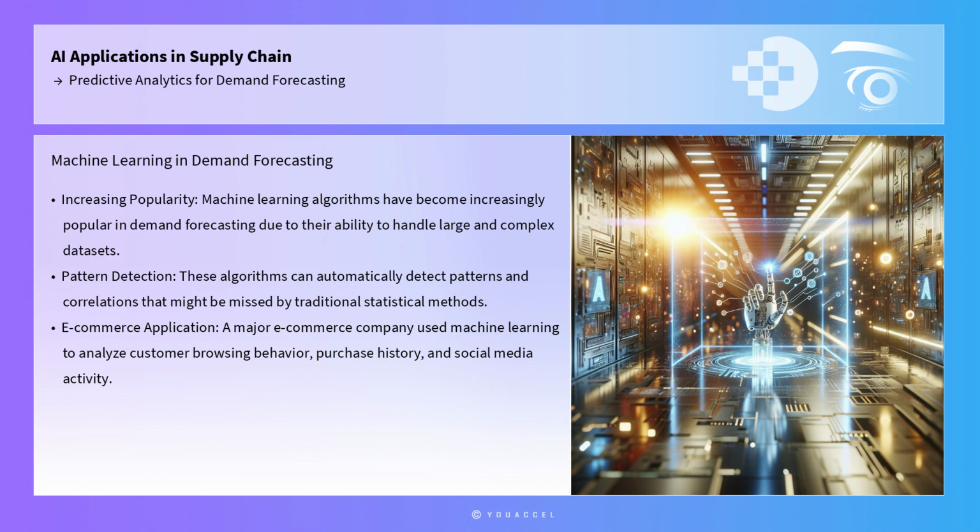Machine learning algorithms, such as random forests, support vector machines, and neural networks, have become increasingly popular in demand forecasting due to their ability to handle large and complex datasets. These algorithms can automatically detect patterns and correlations that might be missed by traditional statistical methods. For instance, a major e-commerce company used machine learning to analyze customer browsing behavior, purchase history, and social media activity. This enabled them to predict demand for specific products with high accuracy, leading to improved inventory management and increased sales.